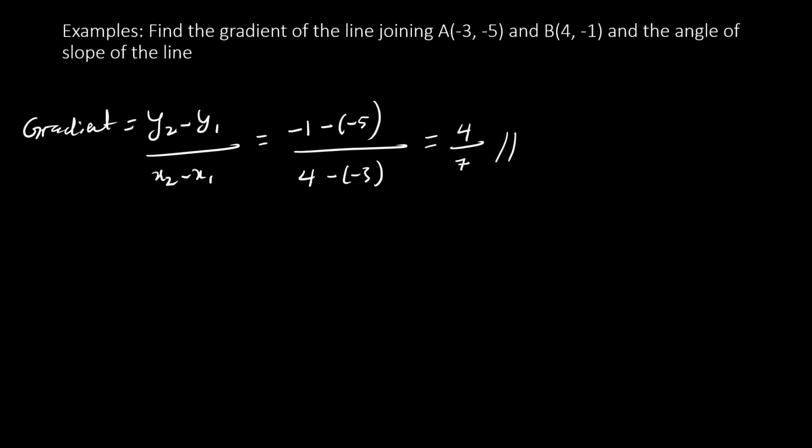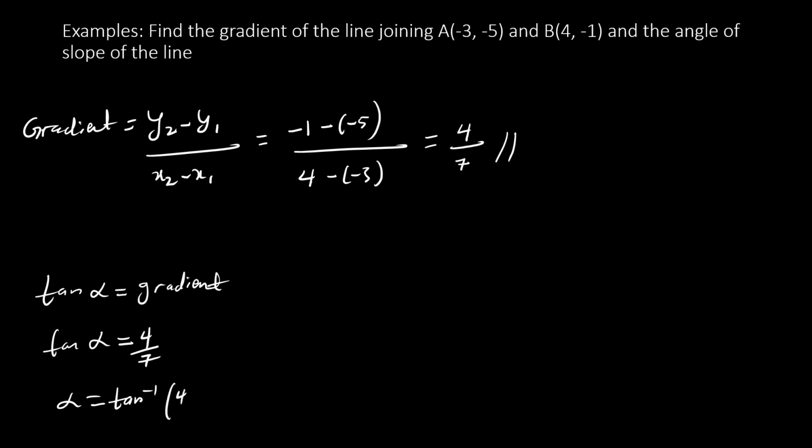So to look for the angle of slope of the line, we already know that tan alpha equals gradient. We can say that tan alpha equals 4 divided by 7. So alpha is tan inverse of 4 over 7. If you look for this, we are going to have our answer to be equal to 29.74 degrees. So 29.74 degrees is the angle of slope of the line.